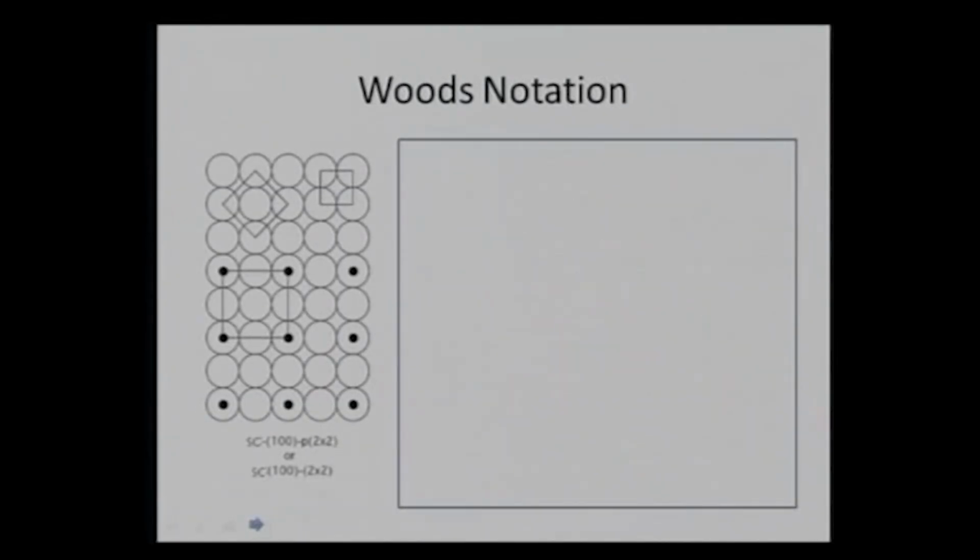One is called the Woods notation. If we take a crystal of simple cubic, showing a 100 surface, we have a unit cell of 100. A simple cubic has 8 atoms on the corners of a crystal. We can see one of its surfaces, if we take 100 and define it by x, y and z, one of its faces will look like this, with atoms along x and y like this.